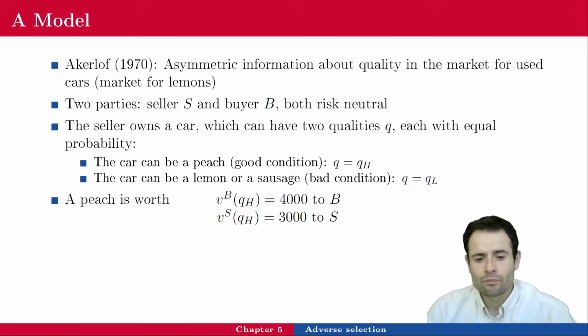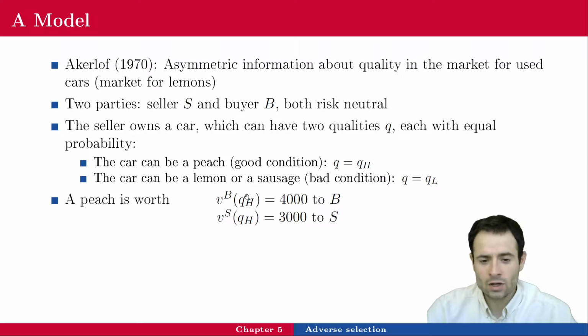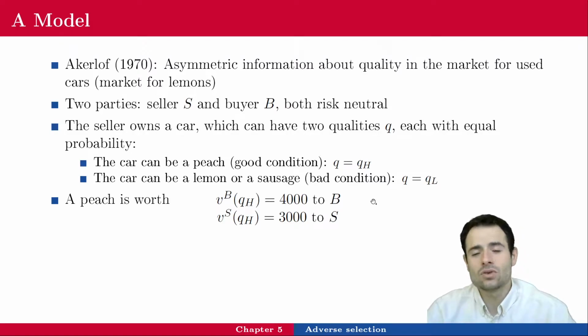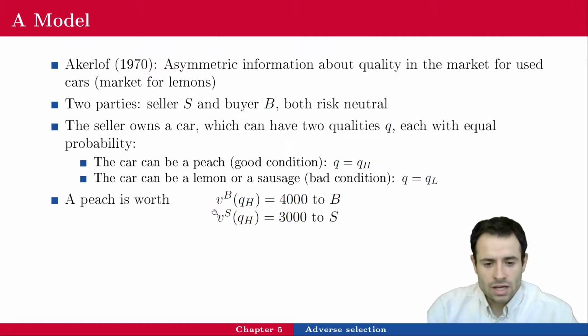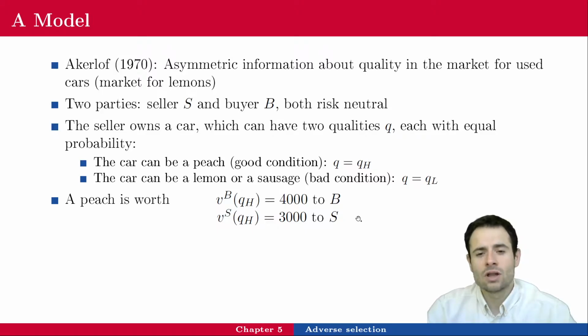Now, we need to define utilities, or at least willingnesses to pay and willingnesses to sell. A peach, which is a good quality car, is worth $4,000 to a buyer. So the valuation of a buyer for a high quality car, H is for high, is equal to $4,000. So a buyer is willing to pay at most $4,000 for a good car. A seller is willing to sell a good car for $3,000.